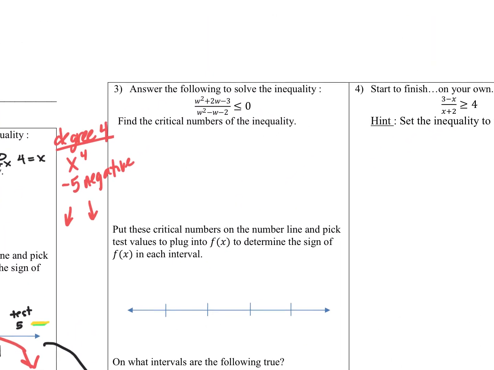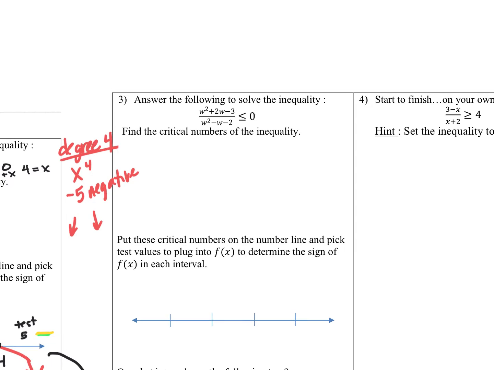All right, we have a few rational functions going on. So for number 3, again, it wants us to find the critical numbers. Those happen where we have zeros or x-intercepts, and also where we are undefined or where we have our vertical asymptotes.